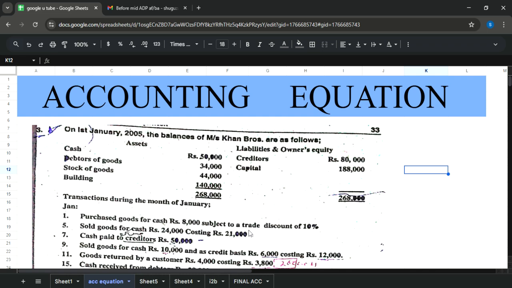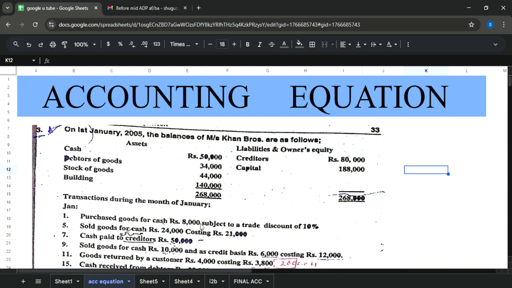Trade discount is not mentioned in accounting. I'm repeating once again: trade discount is not mentioned in accounting. So why has it been given over here? Simply you will pass your entry, write purchase goods for cash, and the adjustment would be for the amount. Simply understand that when there is discount, the amount would be decreased. If you are buying or selling any product on discount, the amount would be decreased.